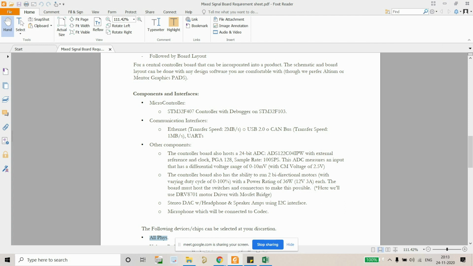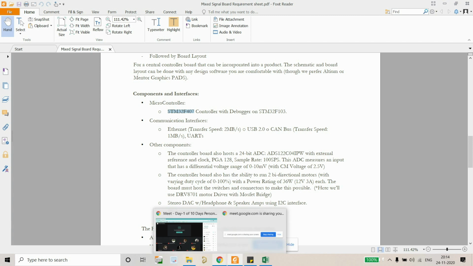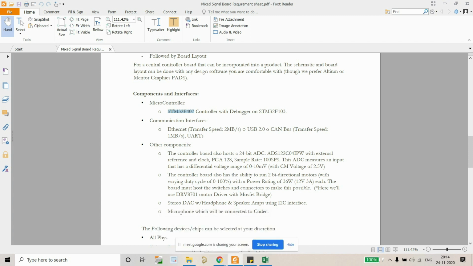I just want to ask one question. Let's suppose in this requirement sheet, they didn't mention the part number of the controller. They just mentioned we are going to use any controller which should follow all these requirements. Then what will we do? Anyone want to answer that? Anyone?